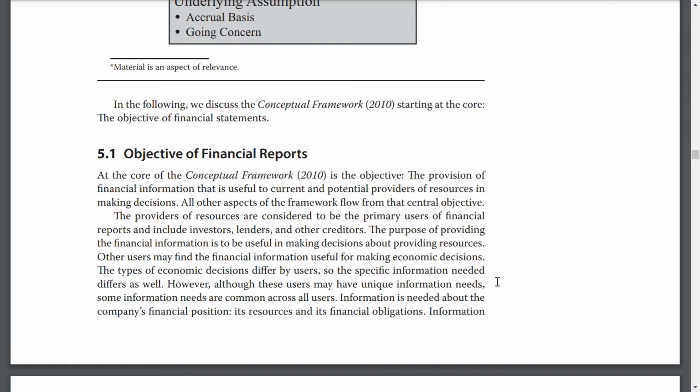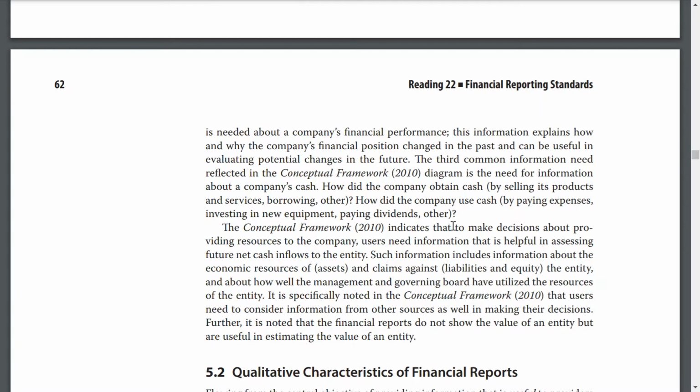Each type of economic decision differs by user, so the specific information needed differs as well. However, although these users may have unique information needs, some information needs are common across all users. Information is needed about the company's financial position, its resources, and its financial obligations. Information is needed about the company's financial performance, as information explains how and why the company's financial position changed in the past and can be useful in evaluating potential changes in the future. The third common information need is information about the company's cash flows.